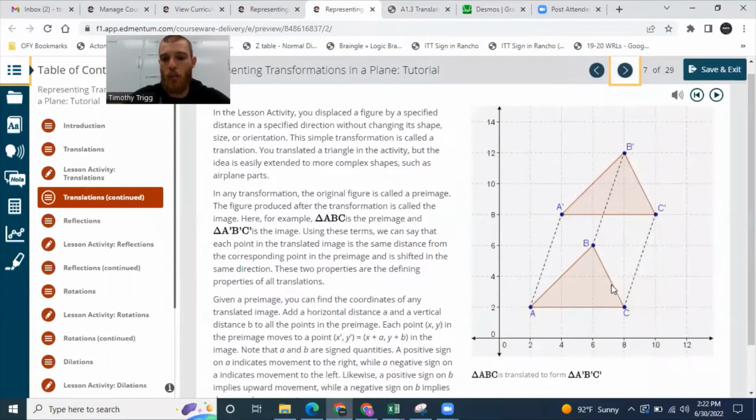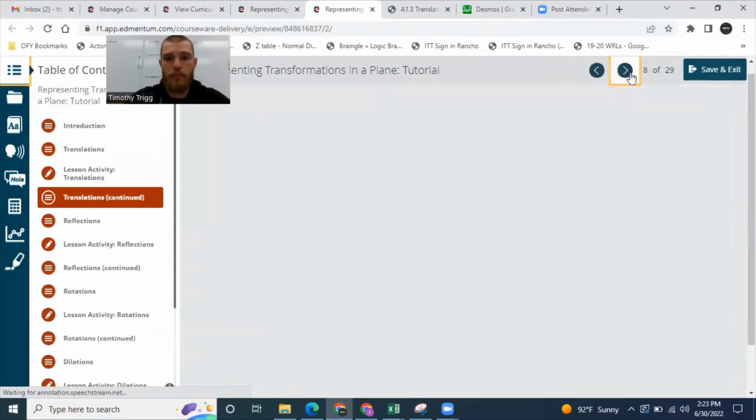Here, this original triangle ABC was translated up 3 and then to the right 1. You can see each point is translated up 3 and to the right 1.